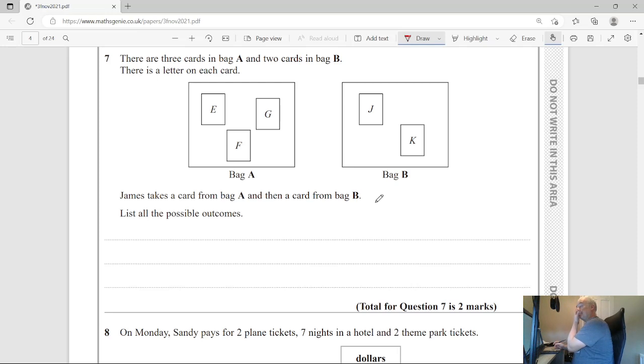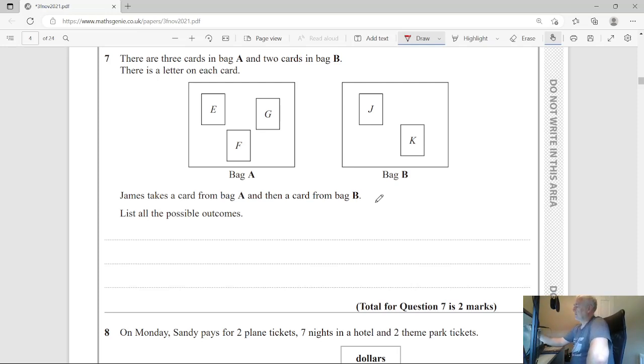Question 7. There are 3 cards in bag A. There are 2 cards in bag B. There is a letter on each of the cards. James takes a card from bag A and then a card from bag B. List all the possible outcomes. So it's just about being logical when you're doing this.